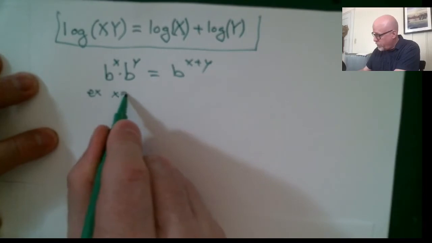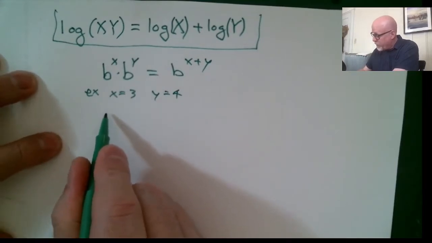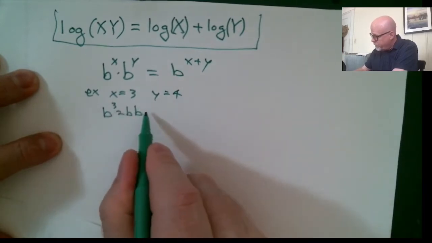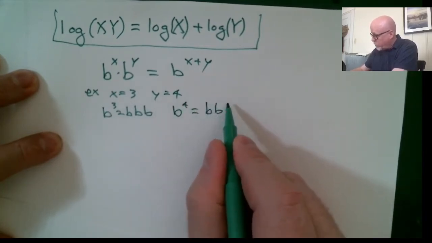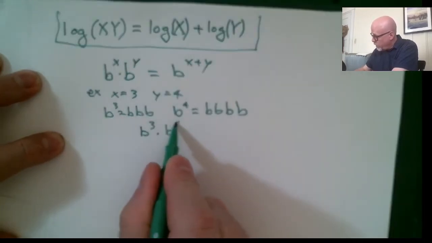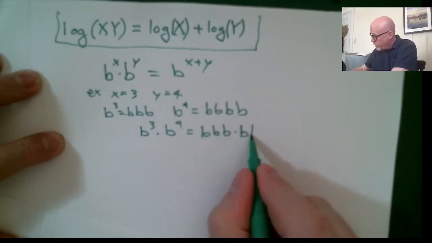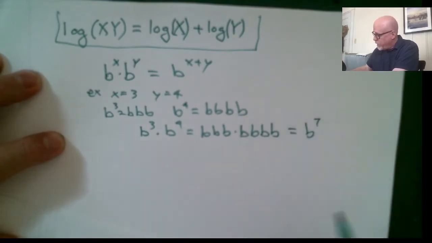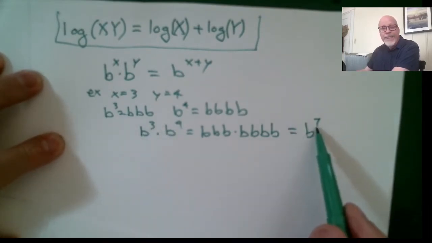Suppose x is 3 and y is 4. Then b to the third power is b times b times b. And b to the fourth power is b times b times b times b, 4 b's, right? So what's b to the 3 times b to the 4? It's 3 b's, b, b, b, times 4 b's, b, b, b, b. How many b's do we have all told? Yeah, that's b to the 7. And so notice that when you multiply two things that have the same base and different exponents, you end up just adding the powers.